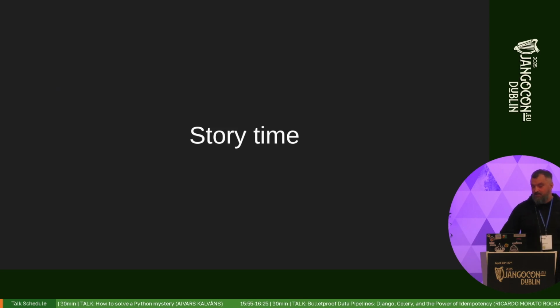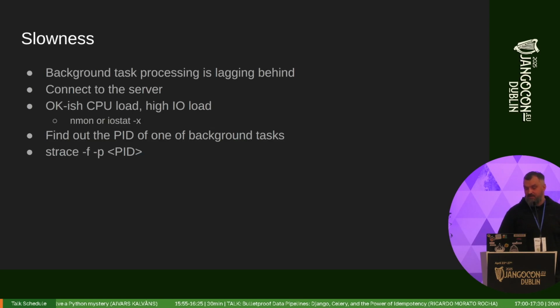And now the story time, I will have several of these. So we had an application that was performing slowly, and typically the tasks that should be completed in like 10 minutes were not completed for an hour or more. So what we did, we connected to the server, and the CPU load was okay for that application. It was kind of high for an arbitrary application, but for that one it was fine. But they had high IO load, so at that time I used Nmon to monitor that.